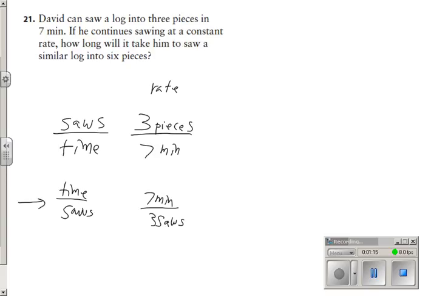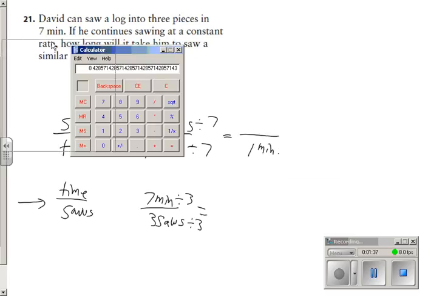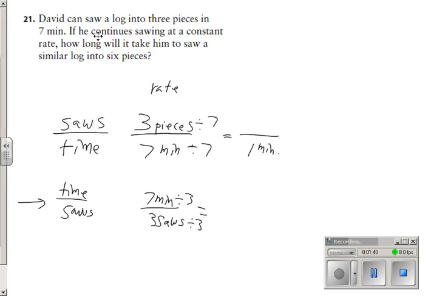So I'm going to calculate the unit rate for this first. I should do the unit rate for both. I divide by 7, divide by 7, divide by 3, divide by 3. This will give me a unit rate per minute, which will be 3 pieces. 3 divided by 7 equals 0.428 pieces per minute.